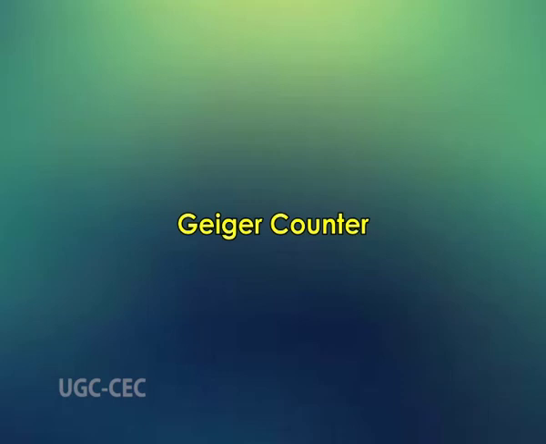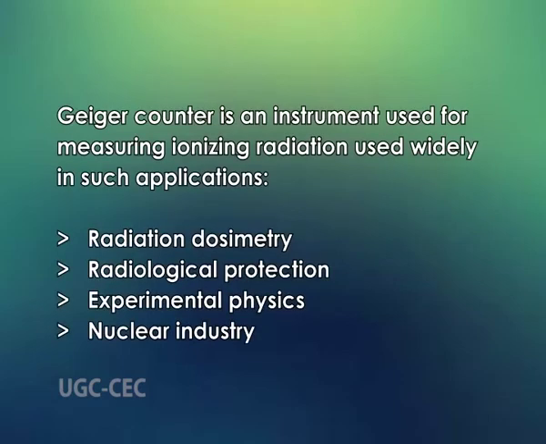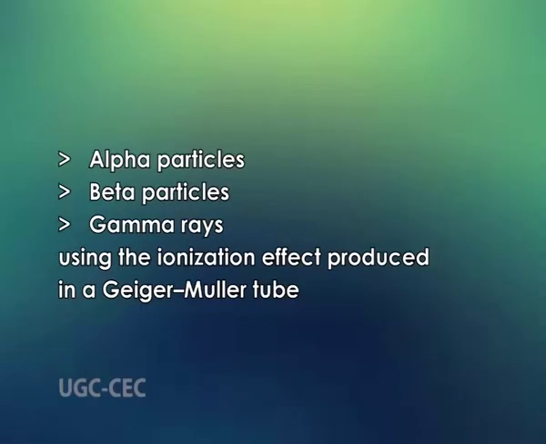What is a Geiger-Müller counter? The Geiger counter is an instrument used for measuring ionizing radiation, used widely in such applications as radiation dosimetry, radiological protection, experimental physics, and the nuclear industry. It detects ionizing radiations such as alpha particles, beta particles, and gamma rays using the ionization effect produced in a Geiger-Müller tube. It's perhaps one of the world's best known radiation detection instruments.